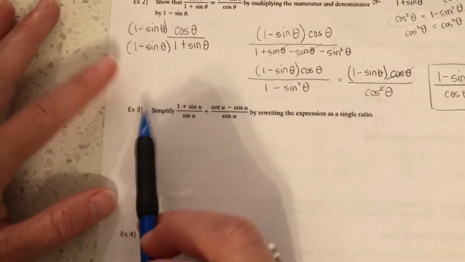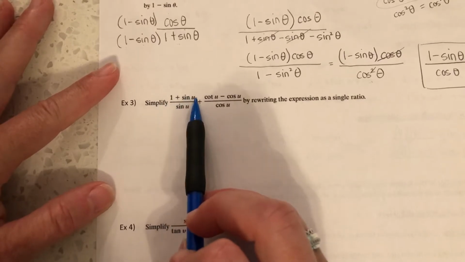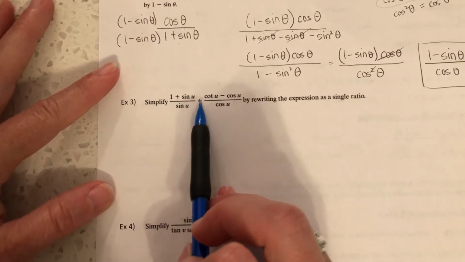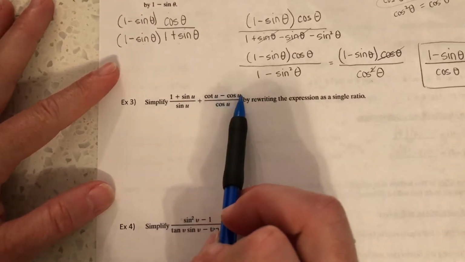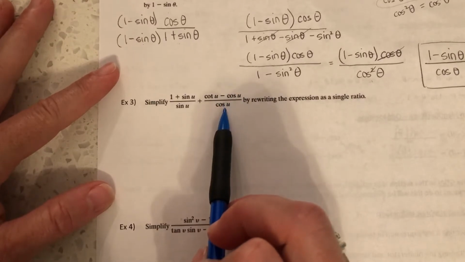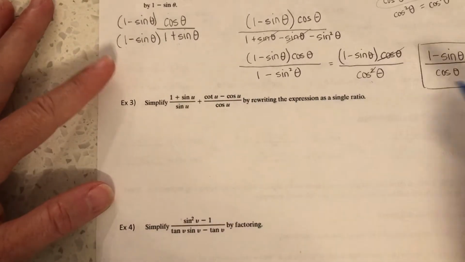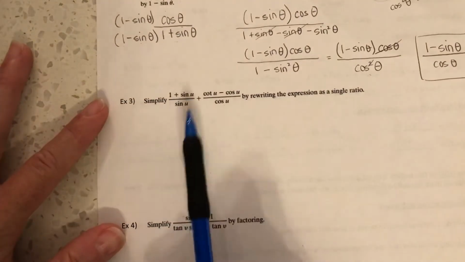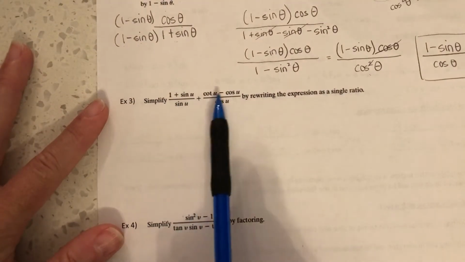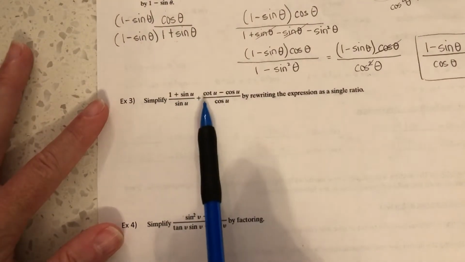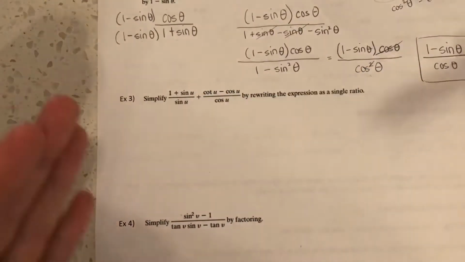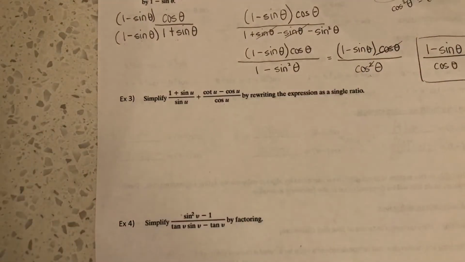This one says, simplify (1 plus sine u) divided by sine u, plus cotangent u minus cosine u over cosine u, by rewriting the expression as a single ratio. So basically, you have one fraction plus another fraction. They want you to simplify that, down to the smallest possible trig function you can get it to.